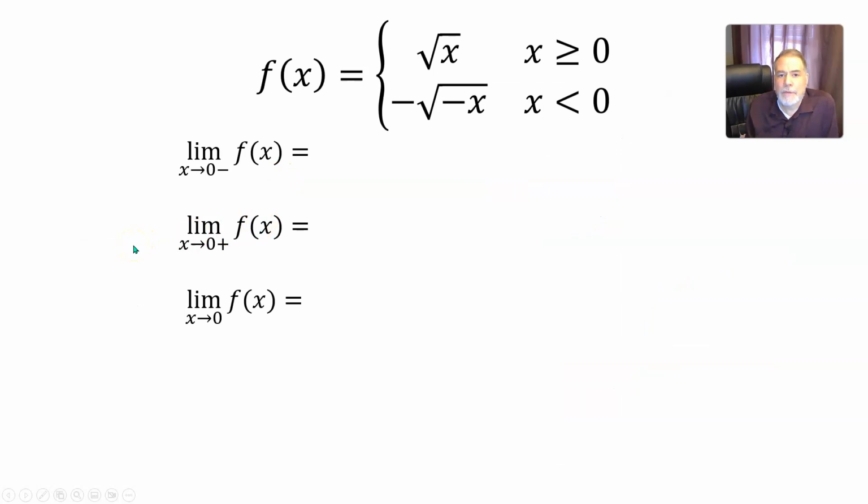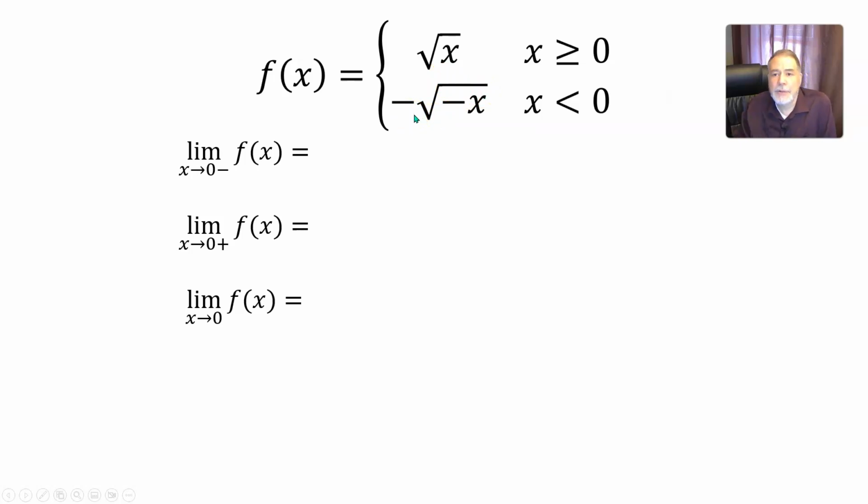Here's an example of a function that's defined in two pieces. What this function does to your x depends on what that x is. If that x is greater than or equal to 0, it gives you the square root of x. On the other hand, if the number you put in for x is less than 0, that is, if it's a negative number, then first this function takes minus x, the opposite of that negative number, which would be positive. Then it takes the square root of that, and then it makes it negative again.